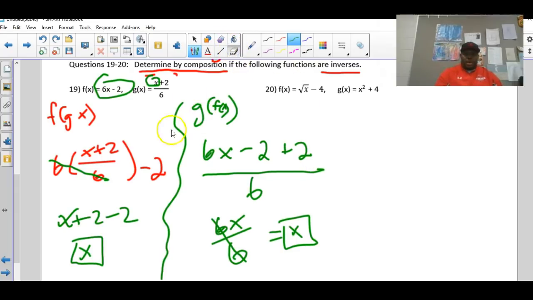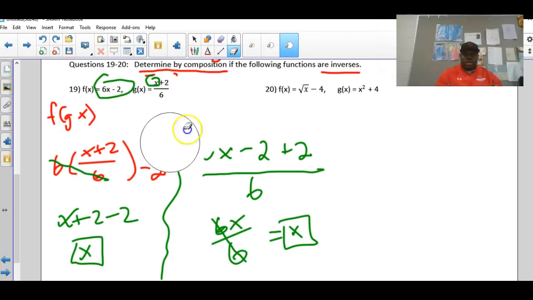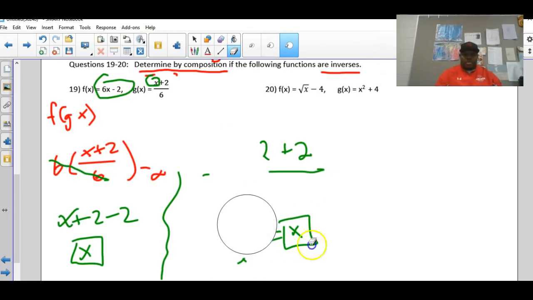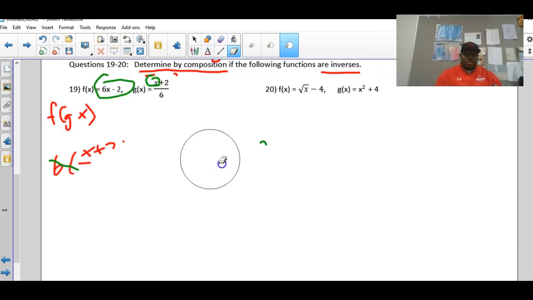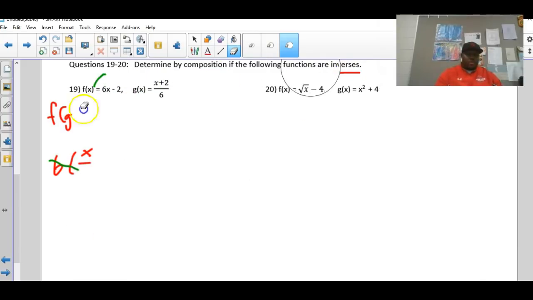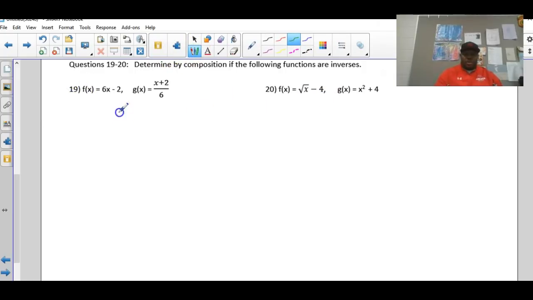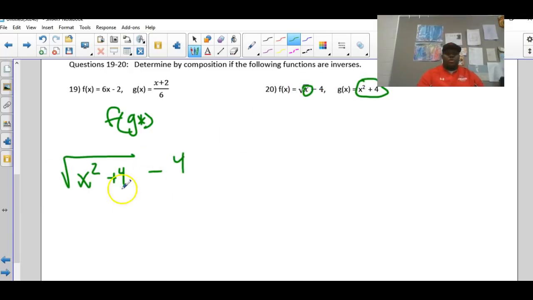All right, let me clear it off one more time so we can do our last problem. And again, if y'all missed something, if I went a little fast right there, just rewind it and listen again. For this one, I'm going to do f of g of x. So I'm going to put this one in place of that x. So, here's what we got.